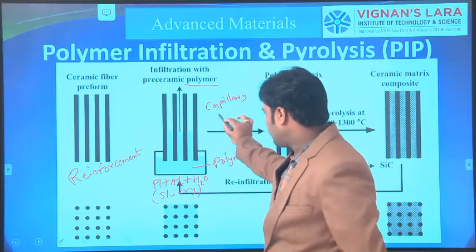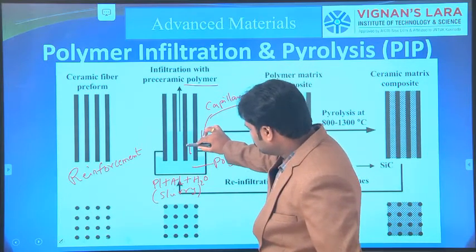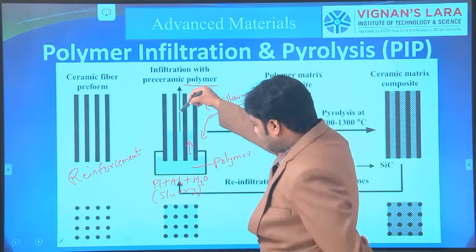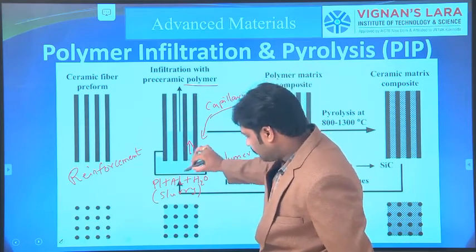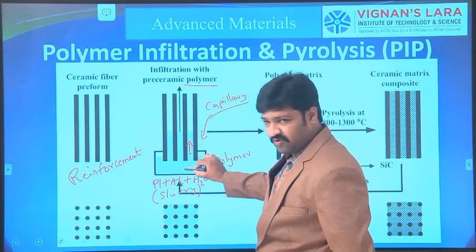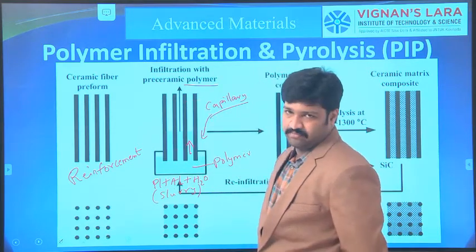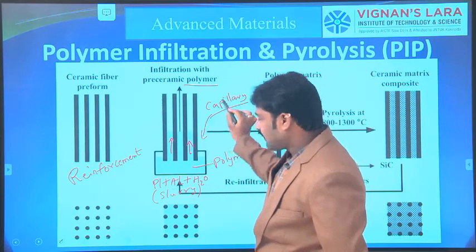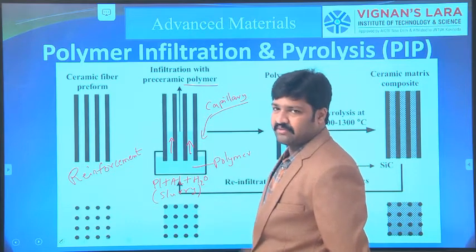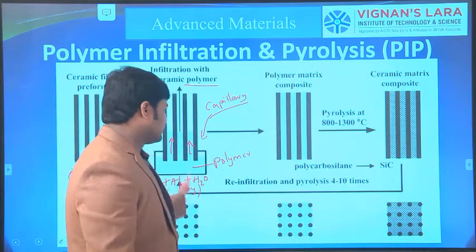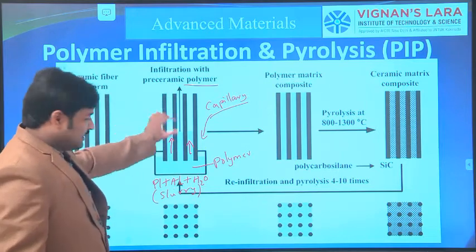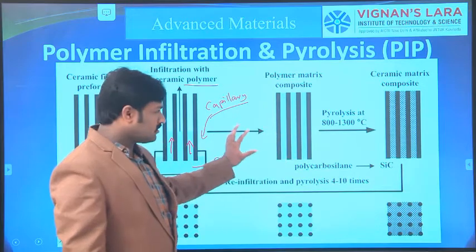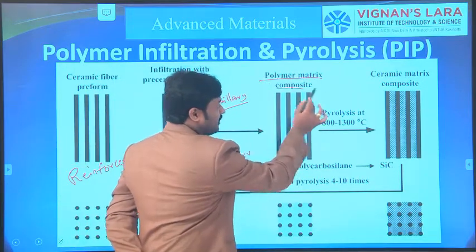by means of capillary action, the fluid is moving into the fibers, which means into the reinforcement. If the fibers are sucking by capillary action, the slurry, which is available in the fluid state, is infiltrating into the fibers. After that, the polymer is moving in the direction, and it becomes a complete polymer matrix composite. So here it is a PMC, polymer matrix composite.